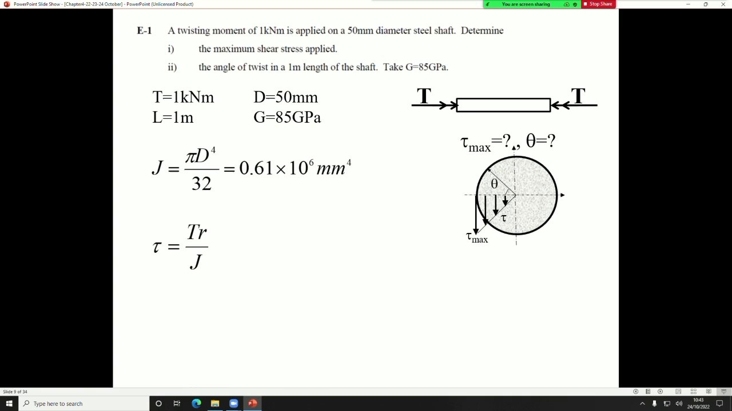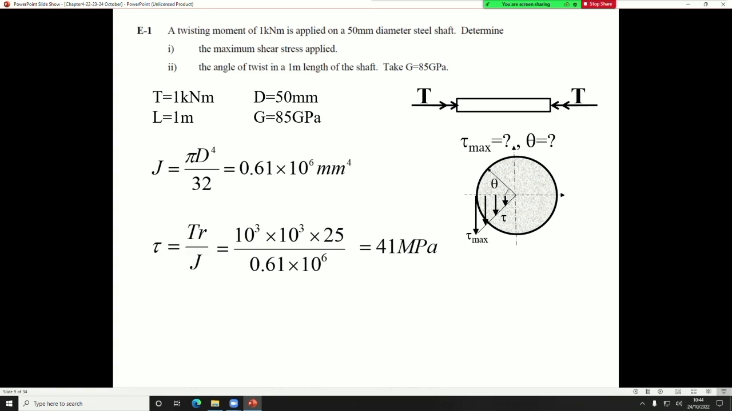So I substitute r equal to capital R, so I have a torque of 1 kilonewton meter, which gives me 10 to the power of 3 newton meters. Another one gives me newton millimeters. So I have multiplied 1 kilonewton meter by 10 to the power of 6 to convert it to newton millimeters. The diameter is 50 millimeters, so the radius is 25. So this distance is 25. J is what I've calculated and substituted here. So the answer will be in newton per millimeter squared, and 1 newton per millimeter squared is 1 megapascal. So we've got 41 megapascals. So the maximum shear stress applied on the outer layer is 41 megapascals.